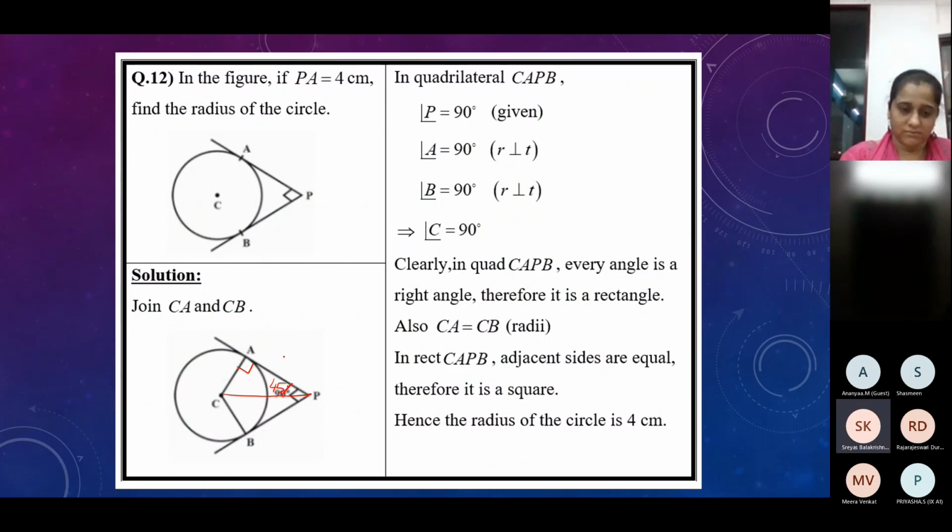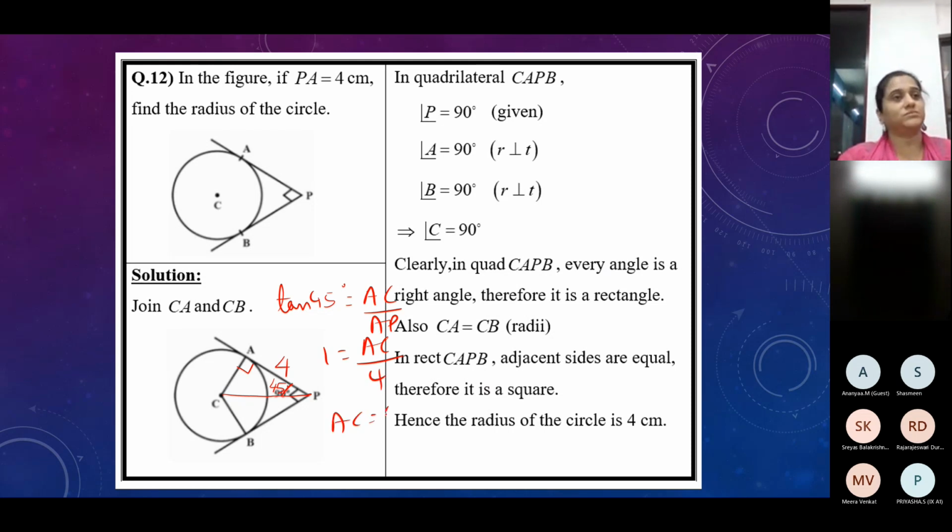Ma'am, then by the ratio tan 45, we get AC is AP. Tan 45 is equal to opposite by adjacent, opposite AC by adjacent AP. So 1 is equal to AC by 4. AC is equal to 4. All right.